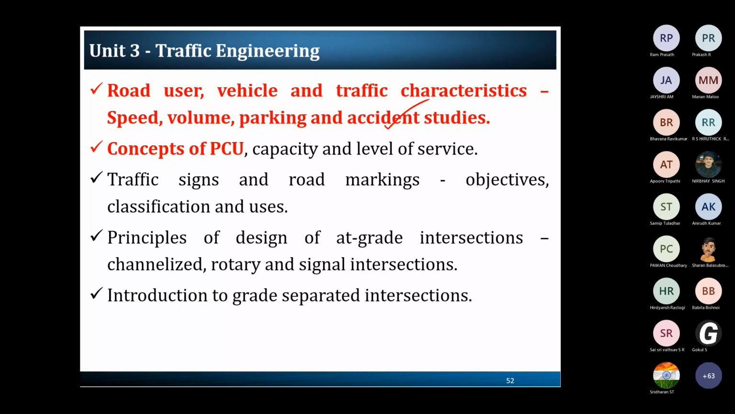I hope you will get the basics of all these four major parameters, and based on your interest, next semester you will study all these parameters at the micro level in your elective subject, traffic engineering and safety. So any doubt from today's session related to the parking and accident study, students?